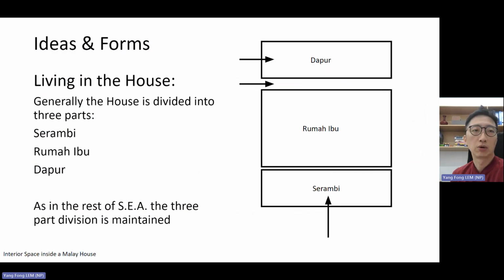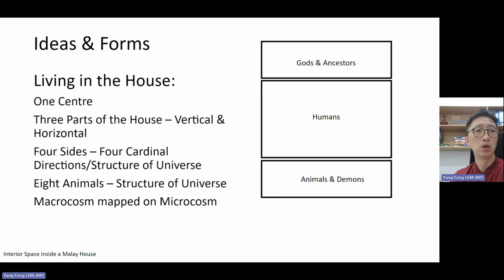So how the spaces are laid out: generally the house is divided into three parts. You have the Serambi, you have the Rumah Ibu, and you have the Dapur. So as in the rest of Southeast Asia, the three-part division is maintained. Usually this sequence of organizing the space, this logic, is commonly the starting point when you're looking at a house to understand the relationship. So there's one center and three parts. Three parts on both the vertical and horizontal reference, and there are four sides, 8 animals.